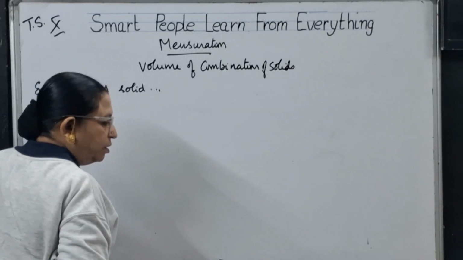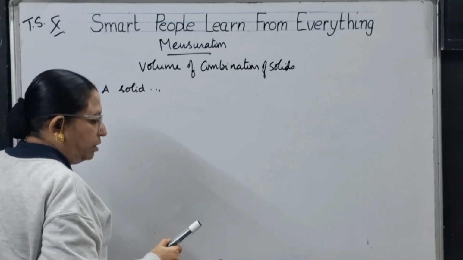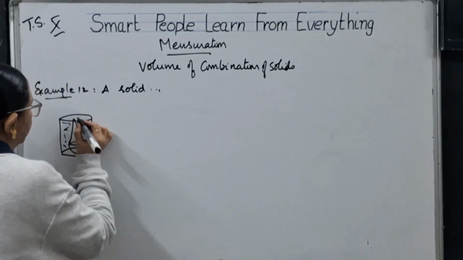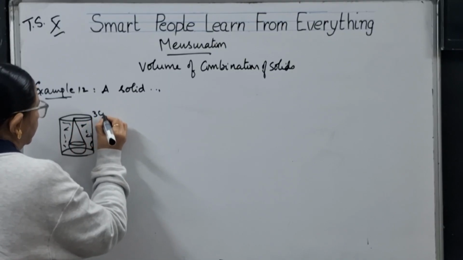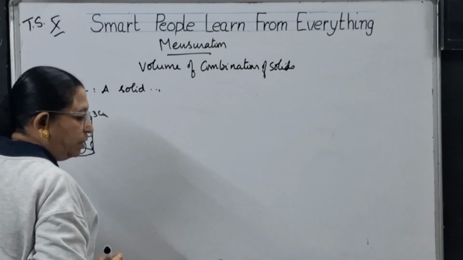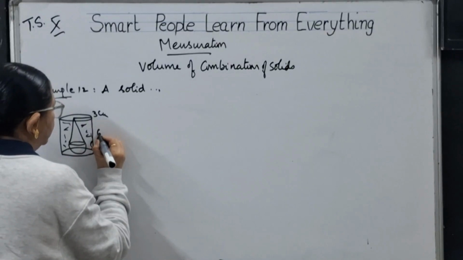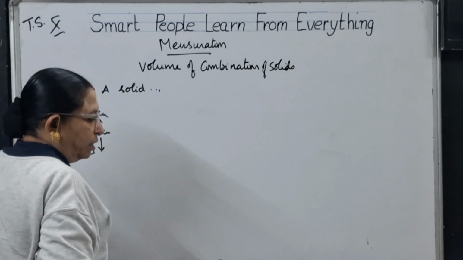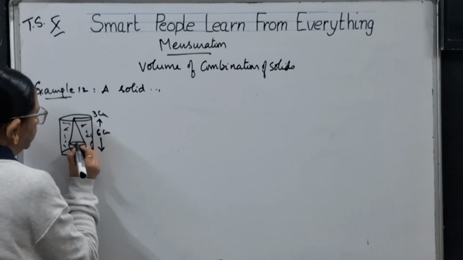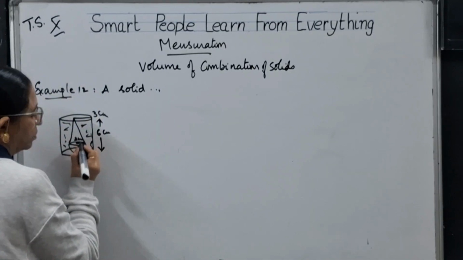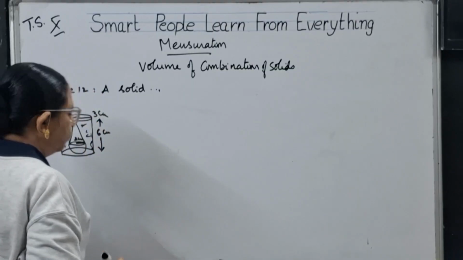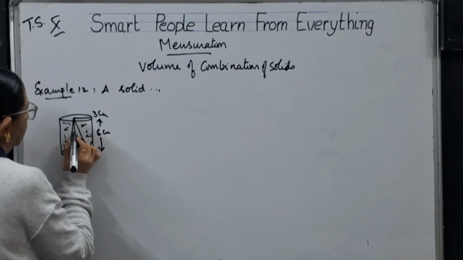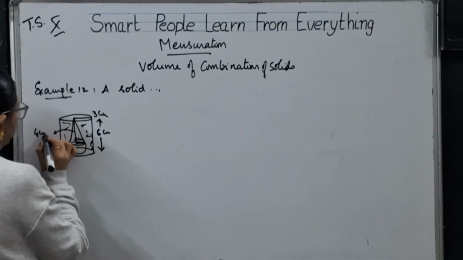And what else they said? Find the volume of the water left if the radius of the cylinder is 3 centimeters. This radius is 3 centimeters. Radius of the cylinder is 3 centimeters and height is 6 centimeters. This is the height, and radius of the hemisphere is 2 centimeters. This is 2 centimeters and height is 4 centimeters. This conical portion height, this height is 4 centimeters.